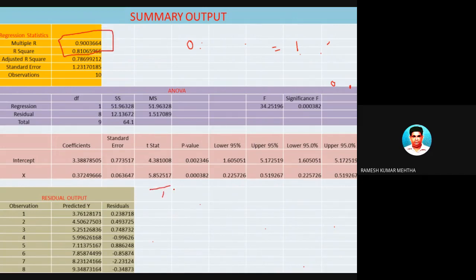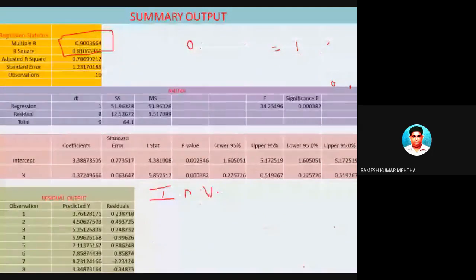If this is very high, then whatever independent variables you have taken for study are considered to be very, very good, and they have the explanatory power of explaining the dependent variable. So where can we use this kind of thing? For example, in the stock market.